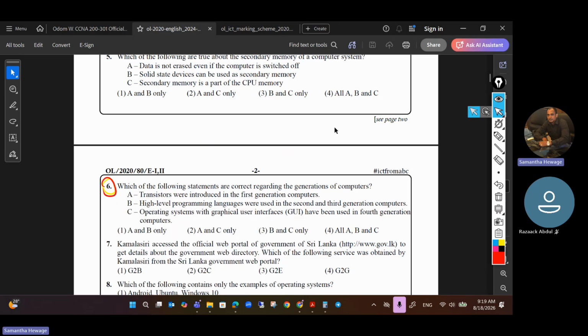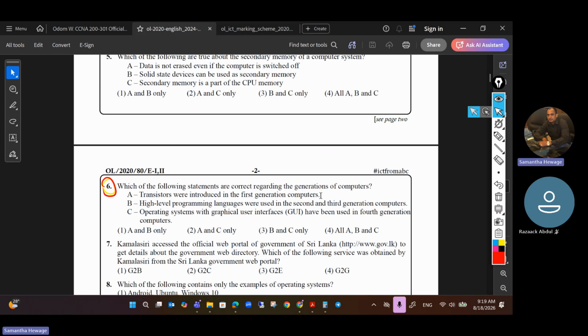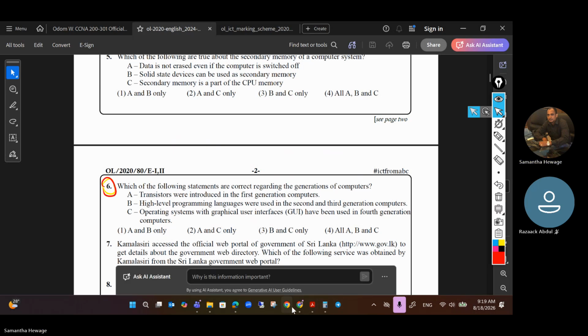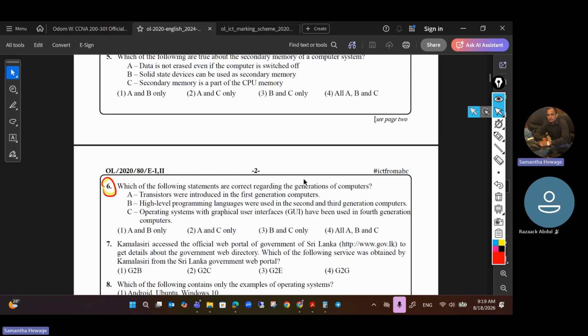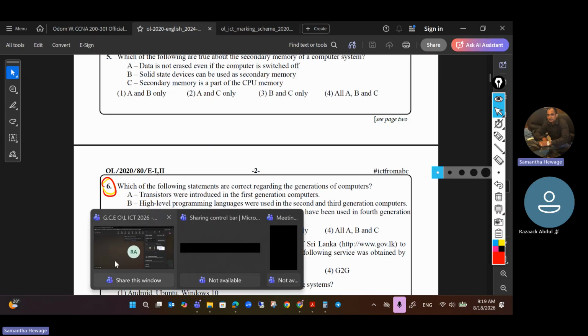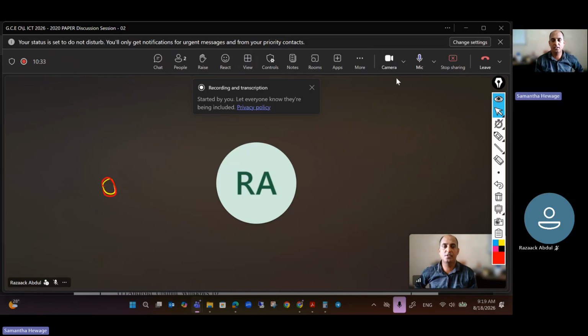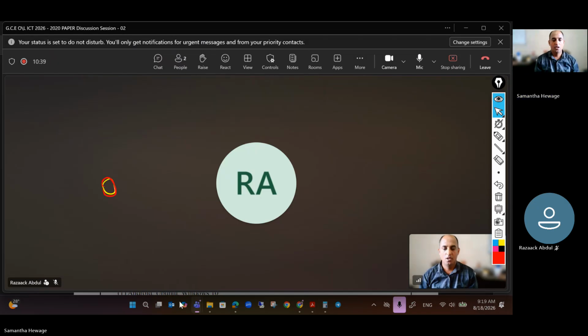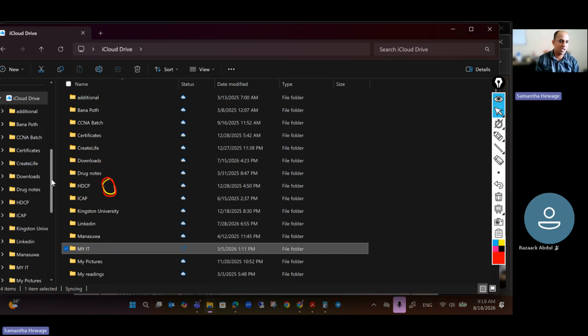Okay, which of the following statements are correct regarding the generations of computers? So we have a kind of generations of computers. This is a very common question. Every time they will check this. We just go through this part. I think this is under the textbook.